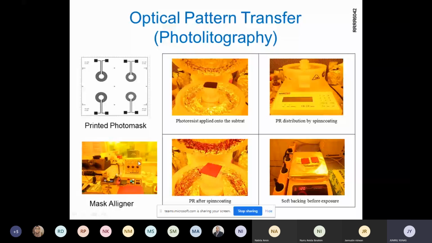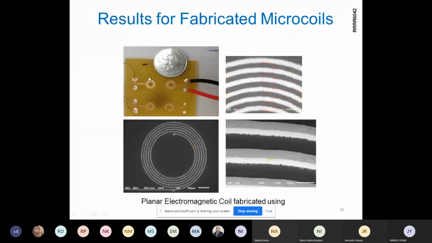This is our mask aligner instrumentation to create the pattern, while this one is the photomask. This is the result. So we have here the coil pattern. You can see here the size is about 100 micron.